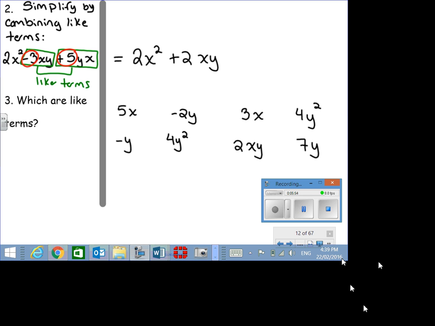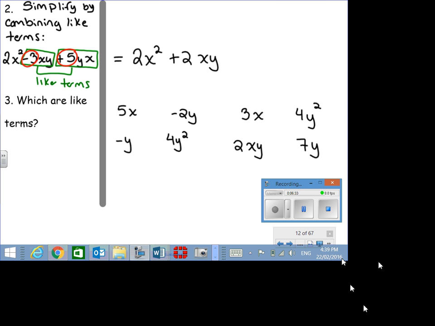For our last example today, we want to look at which terms are like. So which are the like terms in this long list that I've given you? So we have 5x, negative 2y, 3x, 4y squared, negative y, 4y squared, 2xy, and then 7y. Pause the video here and see if you can put a circle around ones that look like they're like to you. And if you see other combinations that look like they're like, maybe put a square around them or use a different color so that you have different sets put together.